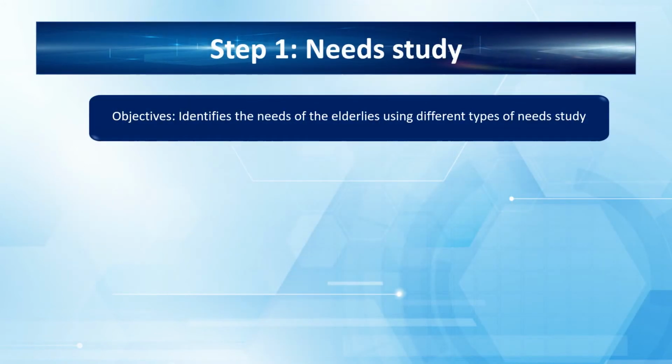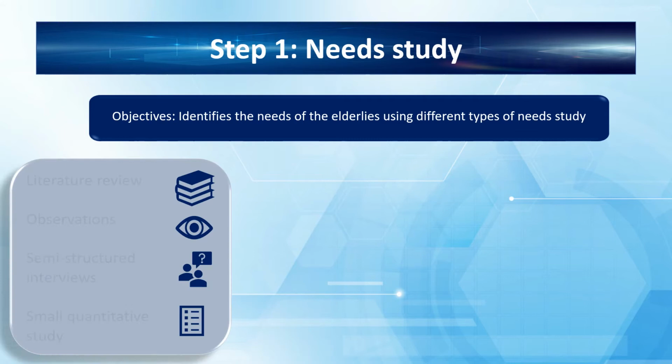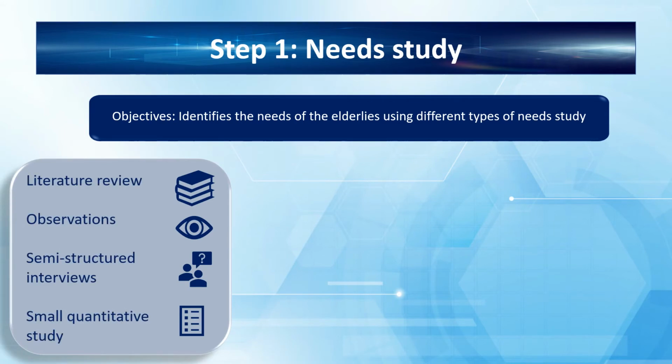So the objective of the needs study is to identify the needs of older adults, and you can do that in different ways. For example, through a literature review, by observations, semi-structured interviews, or a small quantitative study. And usually a combination of such methods gives you the best results. But of course, this will depend on the resources that you have and the time you have.